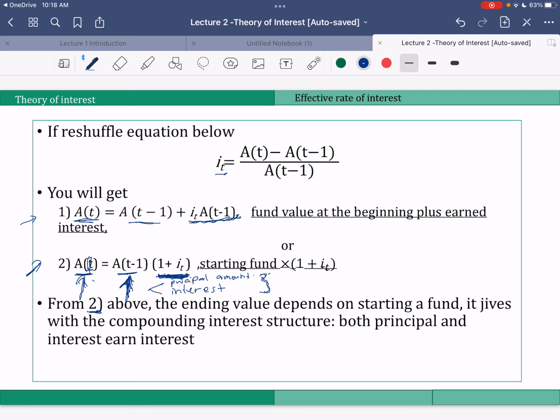So by doing this, I'm saying that the effective rate of interest concept jives with the compounding interest structure. Due to this, if we want to compute the effective rate of interest for the second year, third year, fourth year, it will be the same. This value will be the same as the compounding interest I. But this is not the case if we look at the simple interest structure.